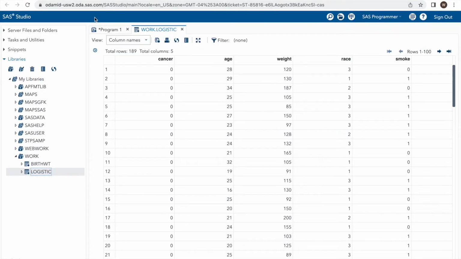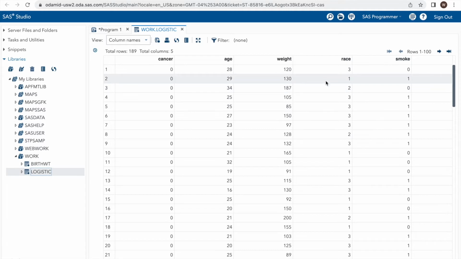So today I'm going to be showing you how to do logistic regression in SAS with multiple variables that have, I guess, continuous and categorical variables. This is looking at the relationship between some kind of cancer as the outcome and various demographic factors such as age, weight, race, and smoking.